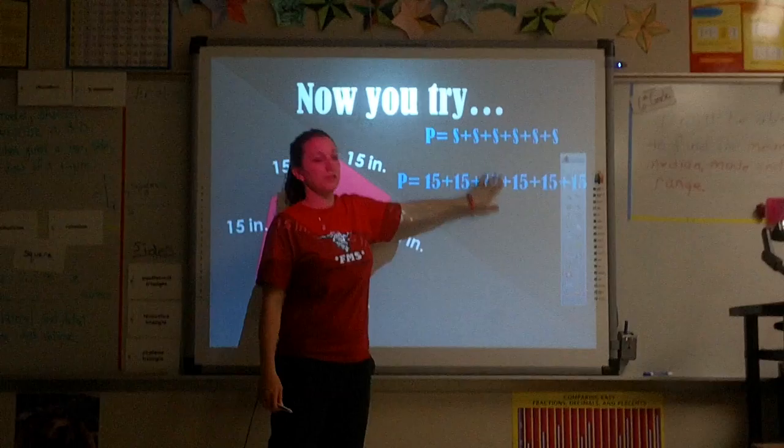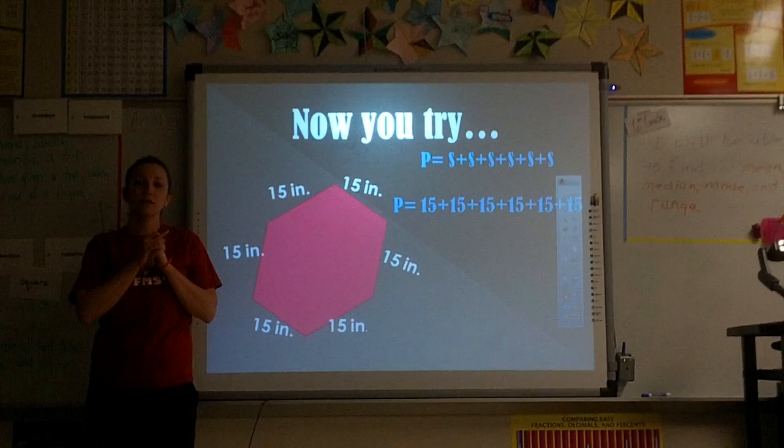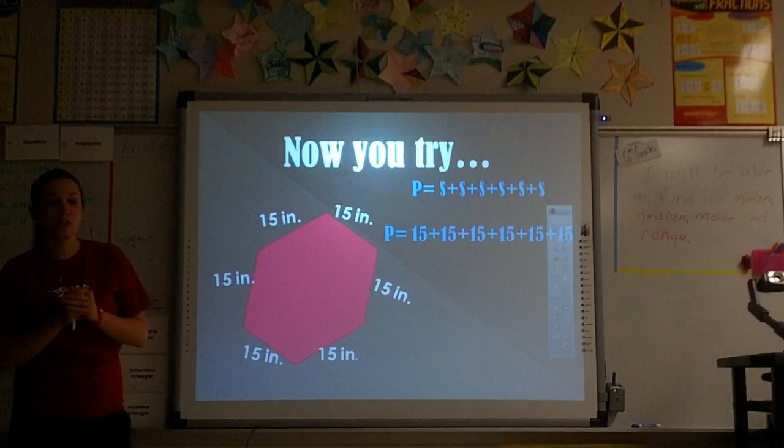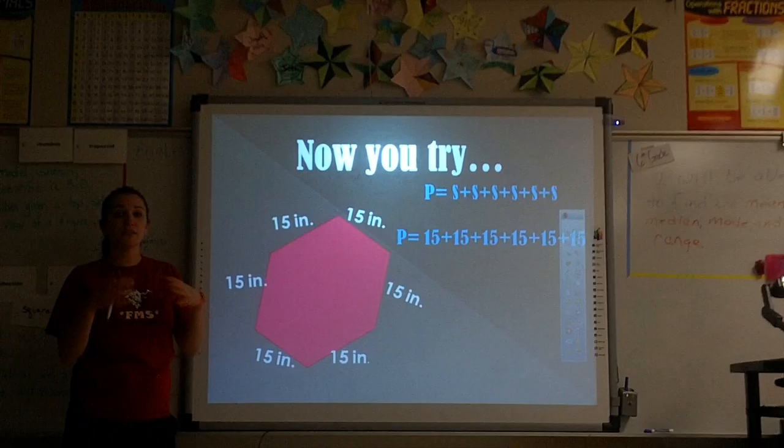Very good. Good. Okay, so we've written our equation down like I've seen everybody has on their paper. And when we write it out, our perimeter equals 15 plus 15 plus 15 plus 15 plus 15 plus 15. And when we do the math, okay, Jake, did you re-look over your math? Did you find your mistake? Okay, you did forget one of your sides.